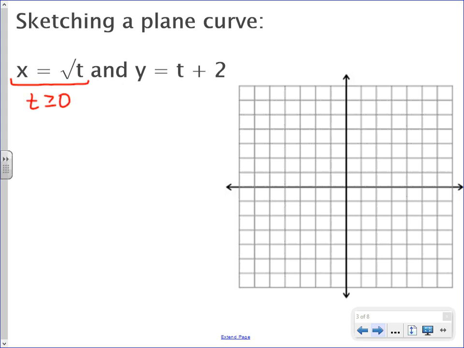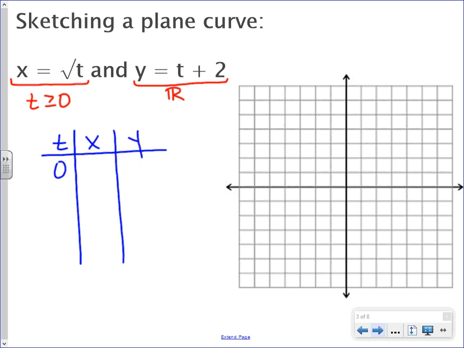Okay. We know that the domain of our x equation would be t is greater than or equal to 0 because we can't have negatives under the radical. Now, technically, our y equation is linear and it could be all real numbers, but we have to look at where those overlap. I can't plug negative values into the x equation, so we can't plug negative values into the y equation. So what we're going to have to do is start at t is 0. Okay? And I would just get a couple points until you have an idea of what this looks like.